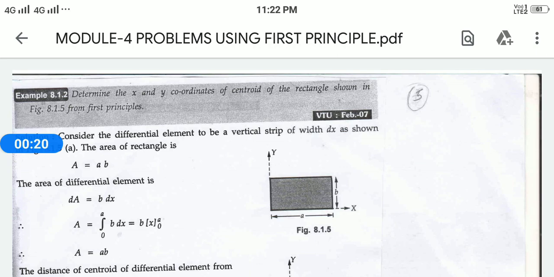The other method is using formulas. You can find the moment of inertia and your centroid using formulas. So there are only four concepts. Okay, so today we'll see about the centroid finding using your first principles.